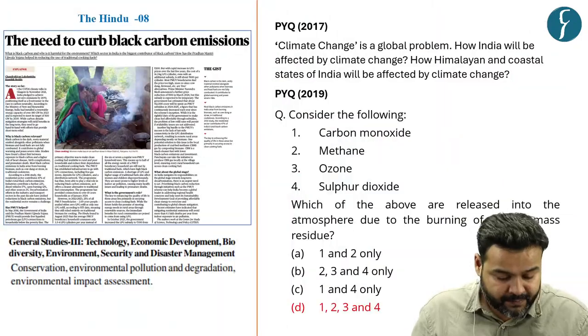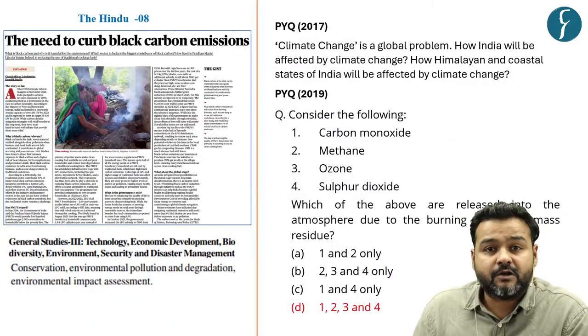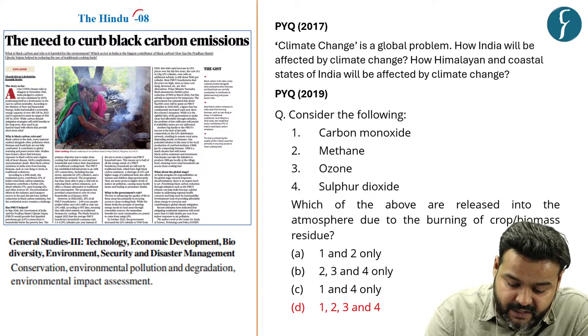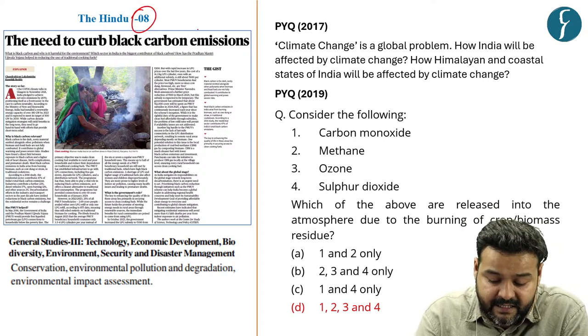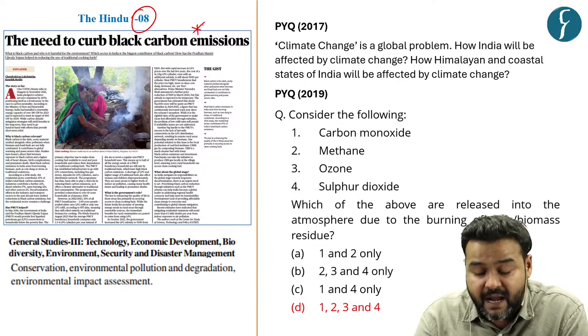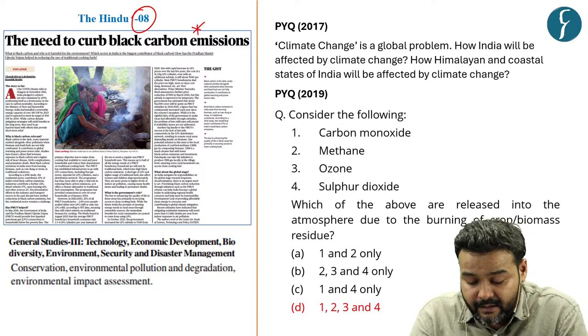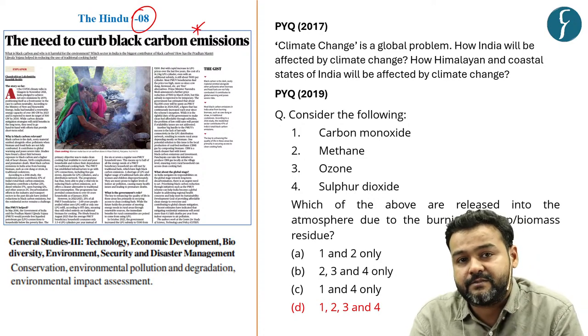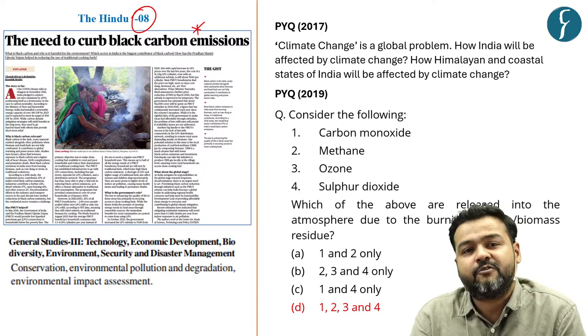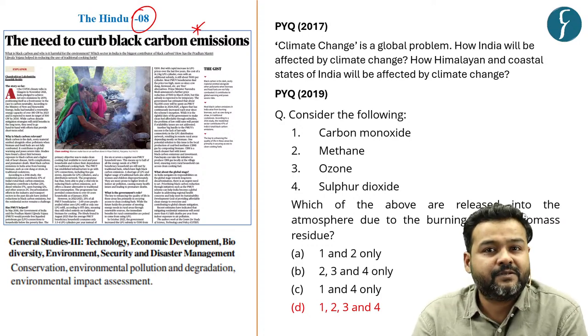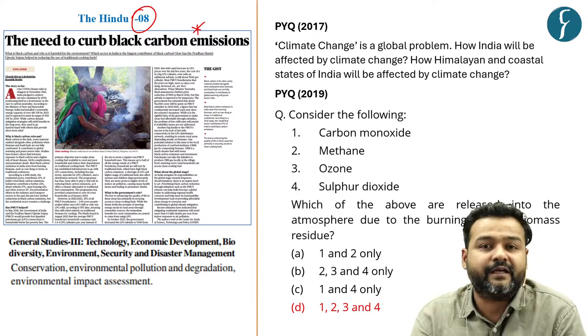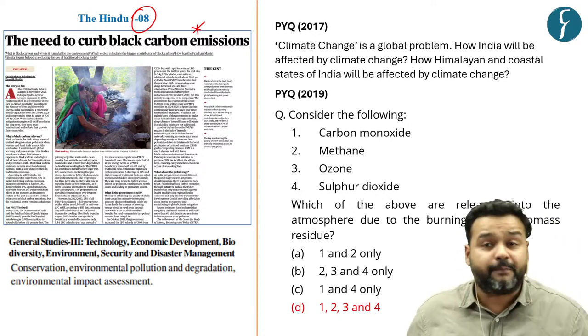Let us start the discussion of the next news article, which featured on page number 8 of the Hindu newspaper. And this article talks about why there is a need to curb black carbon emissions. And this news article focuses more upon the analysis of PM Ujjwala Yojana, which had this component in it to mitigate the indoor air pollution.